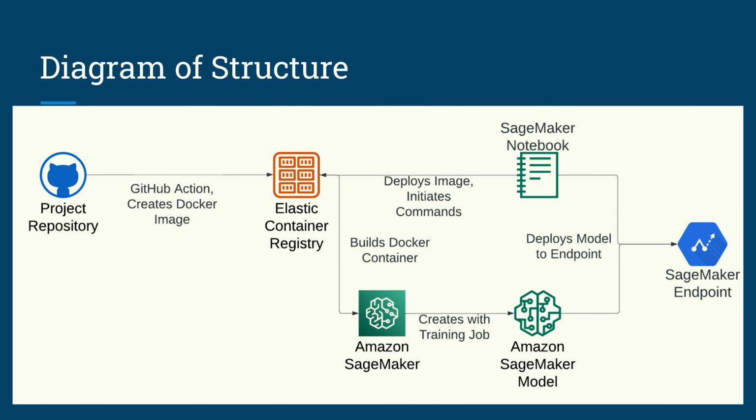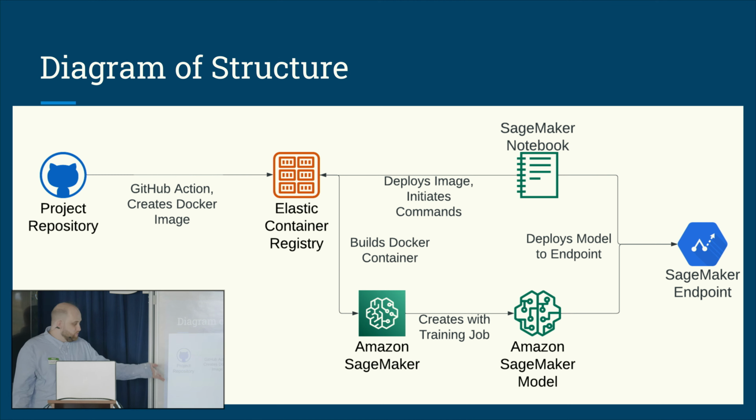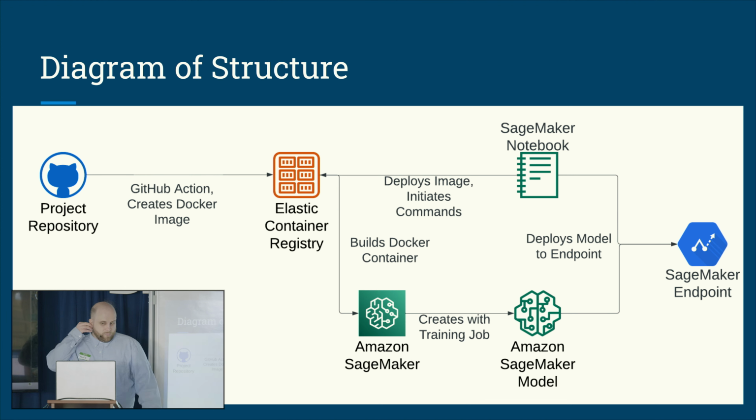So overall, in the end, we're going to get a structure that looks like this, roughly. You have your project repository on GitHub. You use a GitHub action to create a Docker image in ECR. From there, you use your Sagemaker notebook. This will deploy the image and initiate commands. It'll build your Docker container from the image in Sagemaker.